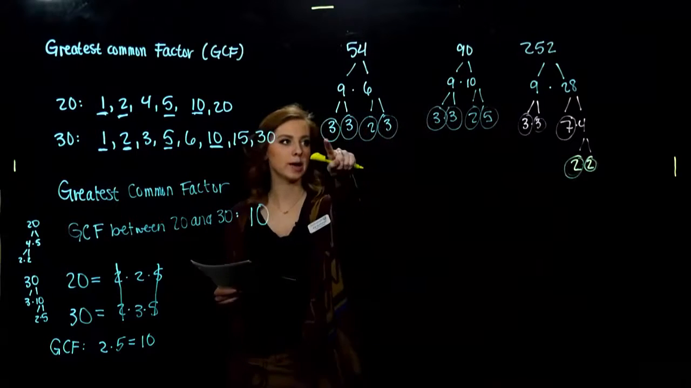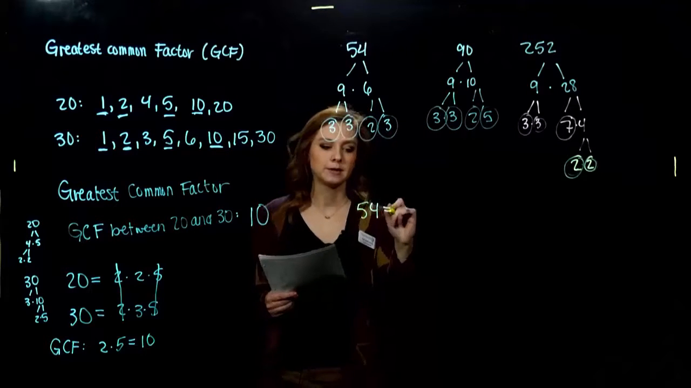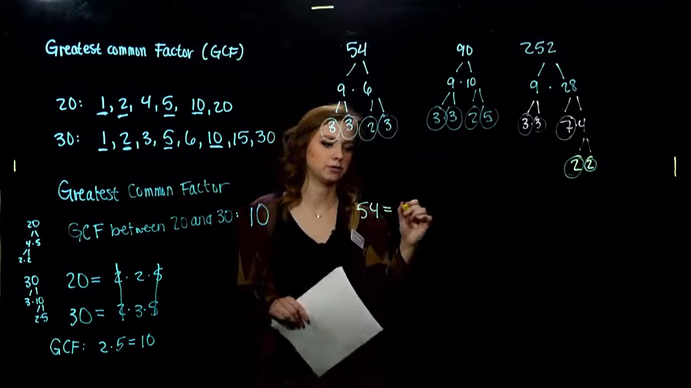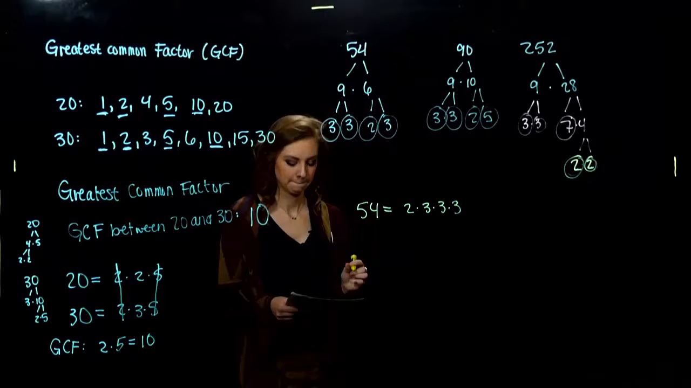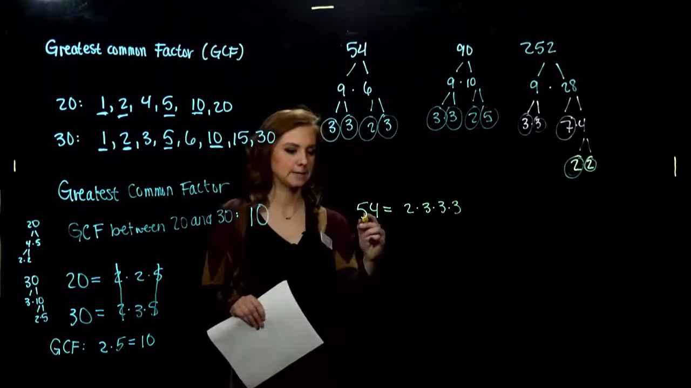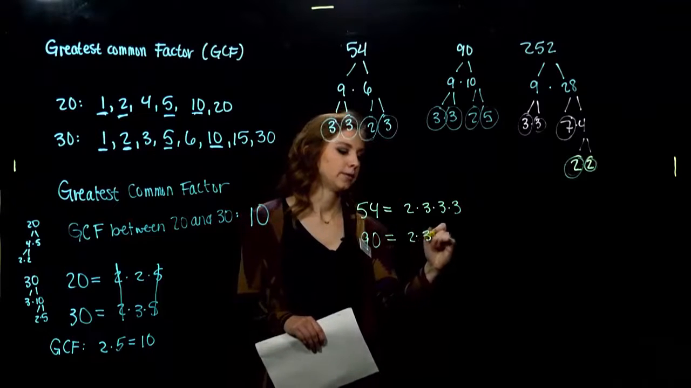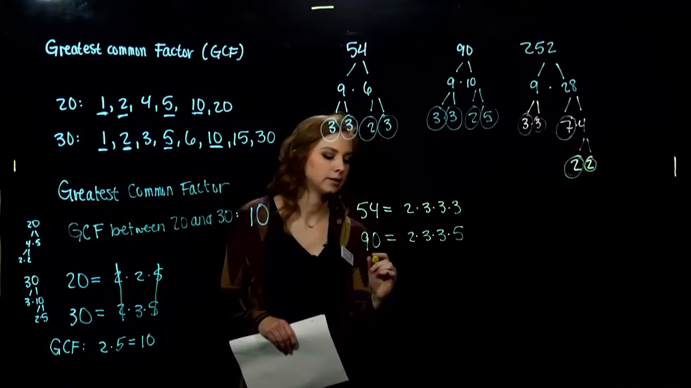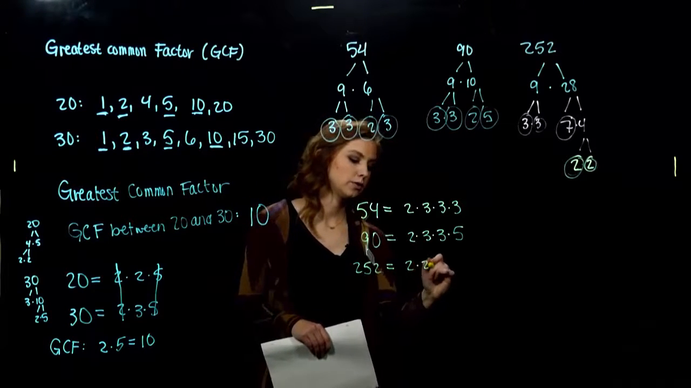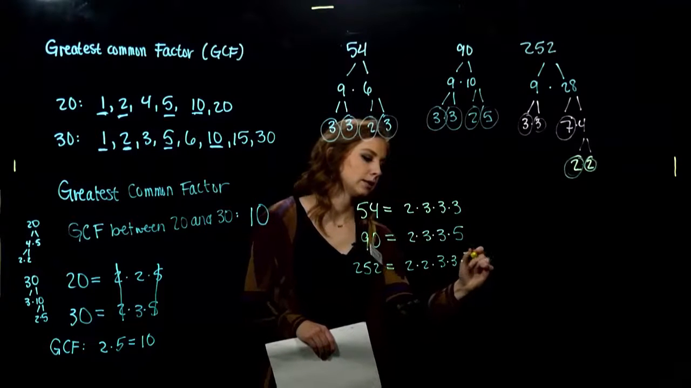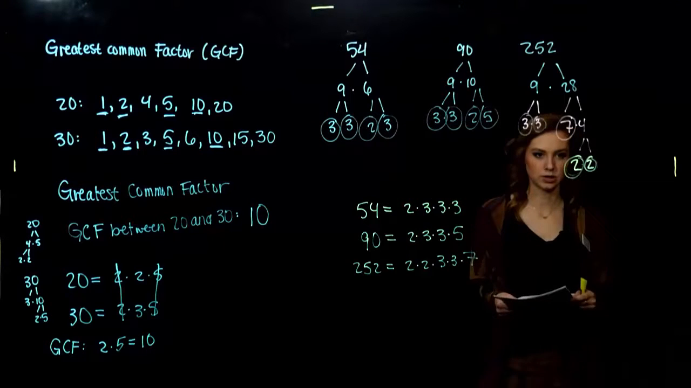So we have all the prime factorizations of these numbers. Let's write them out in a nice order. So 54, starting with the smallest factor, is 2. And I had 3 factors of 3. And 90 was next. How did we break him up? 2, 3, 3, and 5. And lastly, 252. Smallest factor was 2. We had 2 of those. Next was 3. Last was 7. Broke it up into its prime factorization.